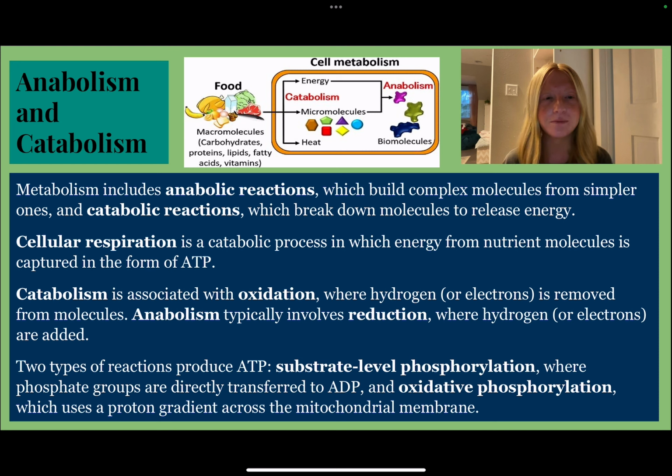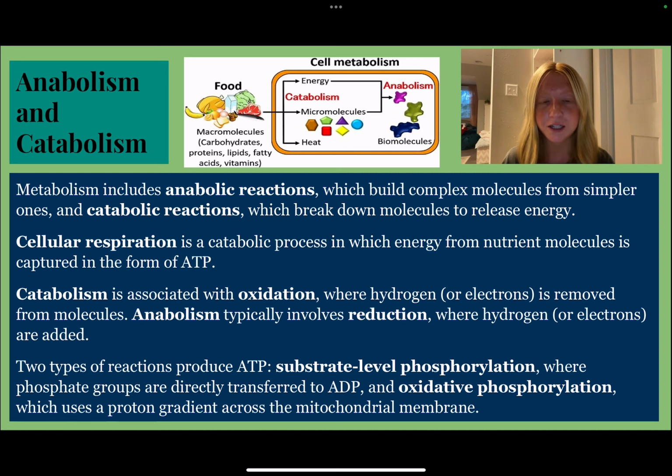Anabolism and catabolism, which are two processes of cell metabolism. Cell metabolism includes anabolic reactions, which build complex molecules from simpler ones, and catabolic reactions, which break down molecules to release energy. Cellular respiration is a catabolic process where energy from nutrient molecules is captured in the form of ATP. Catabolism is associated with oxidation, and anabolism is typically associated with reduction.